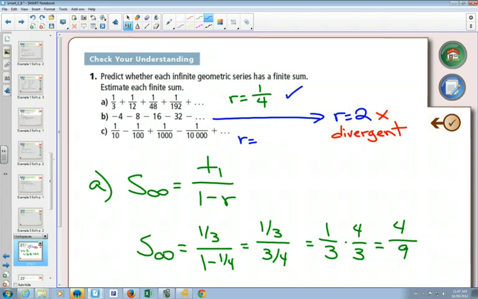For the third one, what's happening to the numbers on the bottom? You're multiplying by 10, and it's going from positive to negative to positive to negative. So our r value is 1/10 with a negative out in front, because the negative will allow it to switch from positive to negative and back and forth.